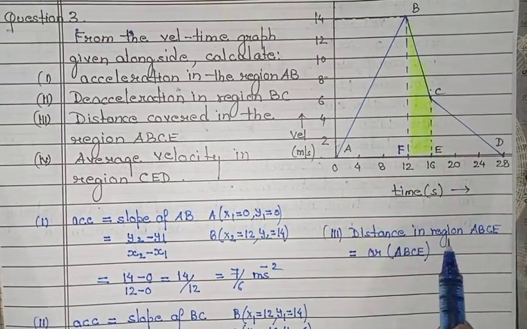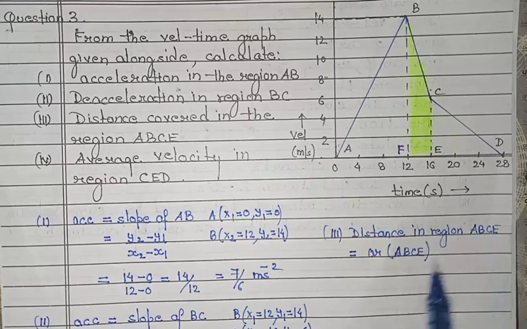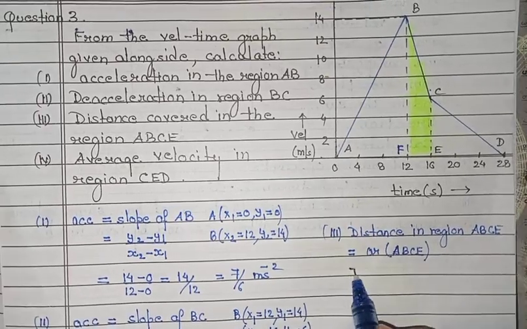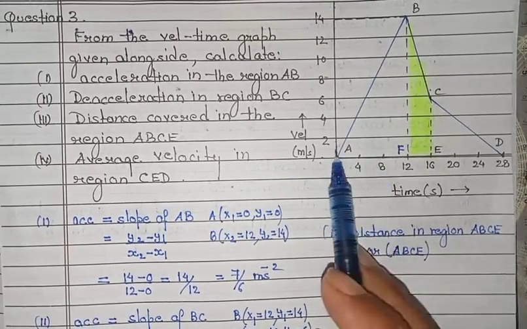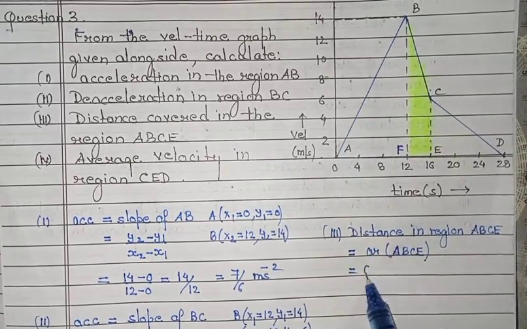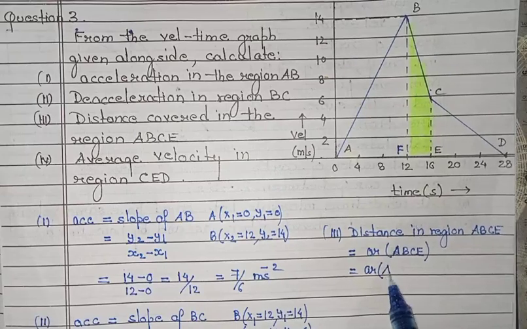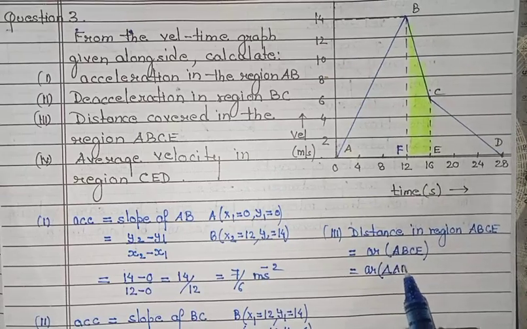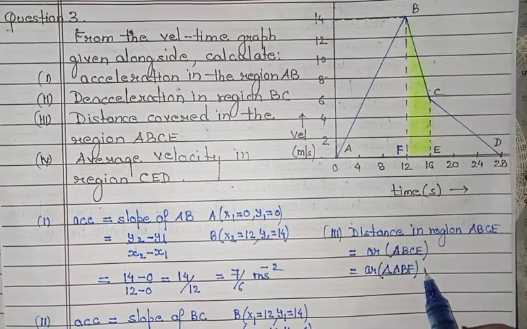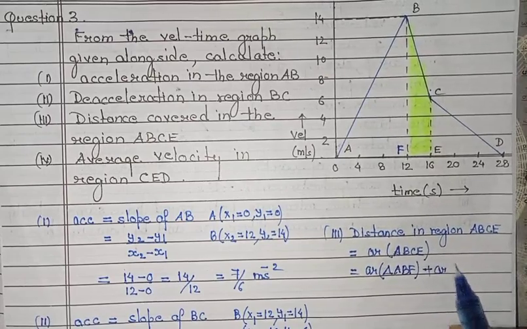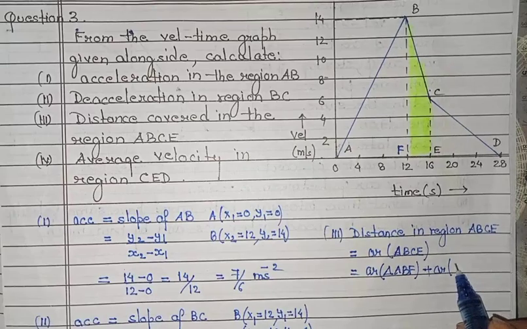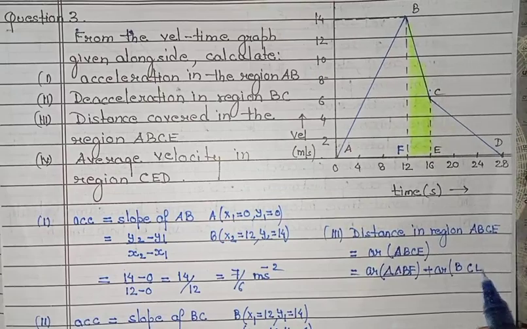So the region ABCE has been divided into two parts. Now what are those two parts? One is the triangle, so we will get the area of triangle ABF, and the second one is a trapezium, so you will get the area of trapezium BCEF.